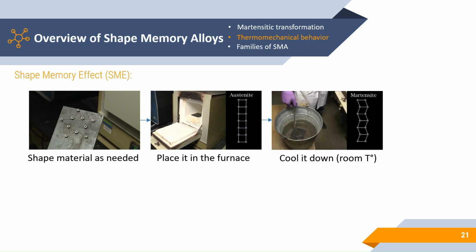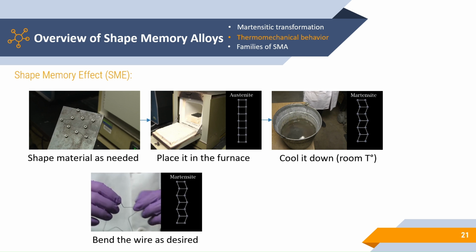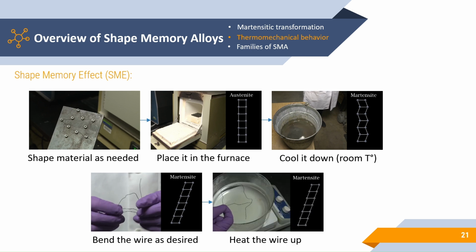Then, we cool it down to room temperature. The wire transforms into martensite with a zigzag pattern. This phase is called twinned martensite because it is composed of symmetric left and right rhombuses. Now, we can bend the wire however we want, and it stays in the martensitic phase, but this time into asymmetric rhombuses. This phase is called the detwinned martensite. Now, if we heat the wire up, it returns to its original shape in the austenitic phase. And it sounds like a magic trick, doesn't it?